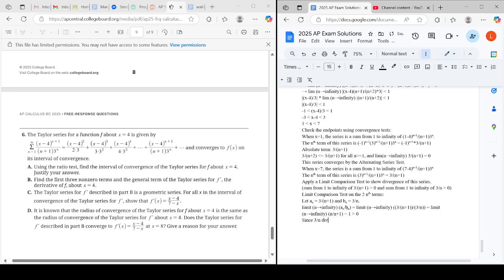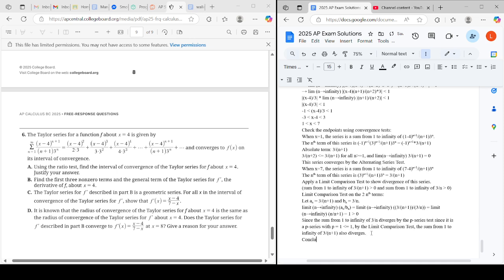Since 3 over n diverges by the p-series test, since it is a p-series with p equals 1, which is less than or equal to 1, by the limit comparison test, the sum from 1 to infinity of 3 over n plus 1 also diverges. And we're going to say the sum from 1 to infinity here.